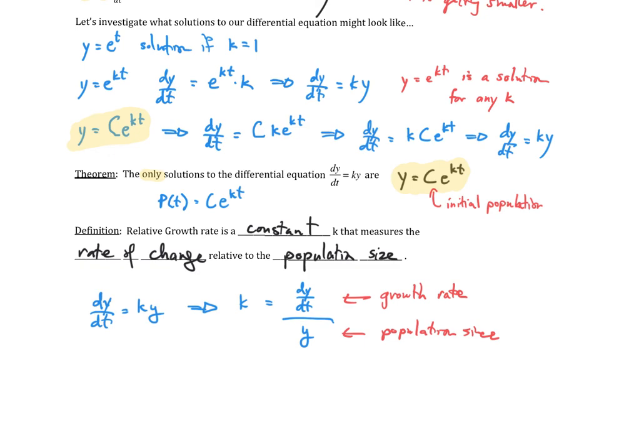Okay. So this concludes the basics of exponential growth and decay. We'll look at some examples in class that will really make this a lot clearer.